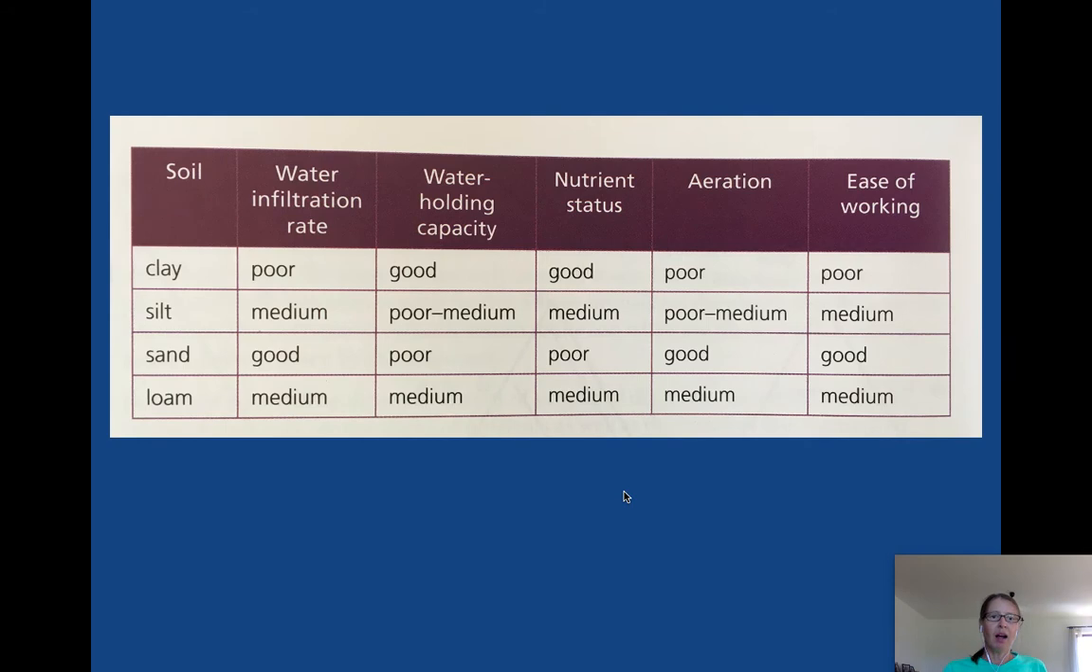This is a table comparing the three main textures, and then loam, which is kind of everything. So you can see loam is the ideal soil for productivity because of the infiltration rate, the water holding capacity, the nutrient status, aeration, and ease of working. With clay, the water cannot infiltrate it very easily, but it can hold the water really well, and it sticks around. There are plenty of nutrients, terrible aeration, and it's hard to work because it's heavy. Whereas with sand, the water can infiltrate really easily, but the water holding capacity is very poor. It just leaves really quickly. There are not a lot of nutrients, but lots of aeration and it's easier to work.